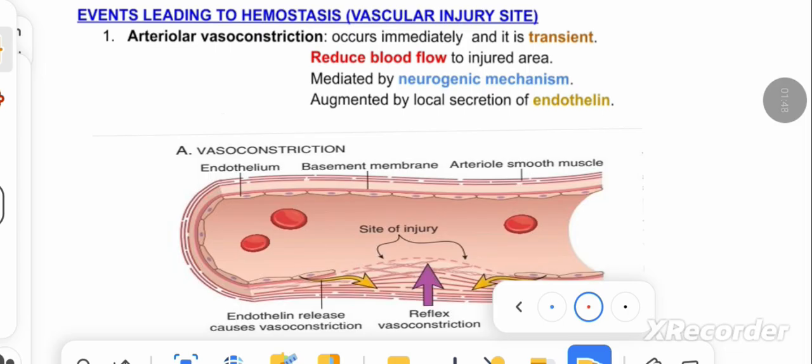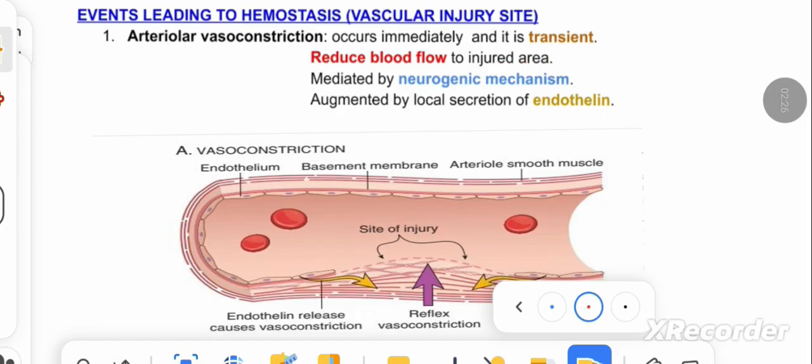So the first event which leads to hemostasis is what we call arteriolar vasoconstriction. So arteriolar vasoconstriction mostly occurs immediately after injury. After endothelial injury, what will happen first is the arteriolar vasoconstriction. Then remember, this arteriolar vasoconstriction is transient. Okay, it is transient, and it is aimed at reducing blood flow to the injured area.